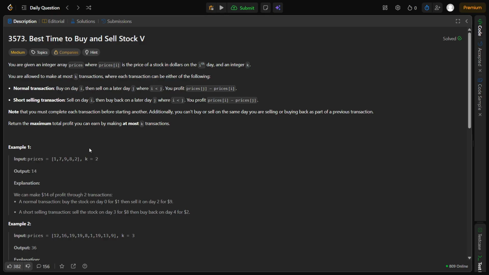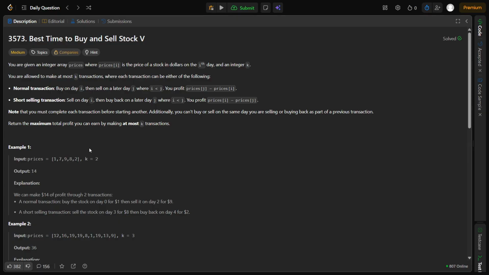In the first case, where there is no current transaction going on, we can either buy, which will initiate a normal transaction, or we can short sell, which will initiate a short selling transaction, or we can skip the day and wait for the next day. So in the first case, there are these three choices.